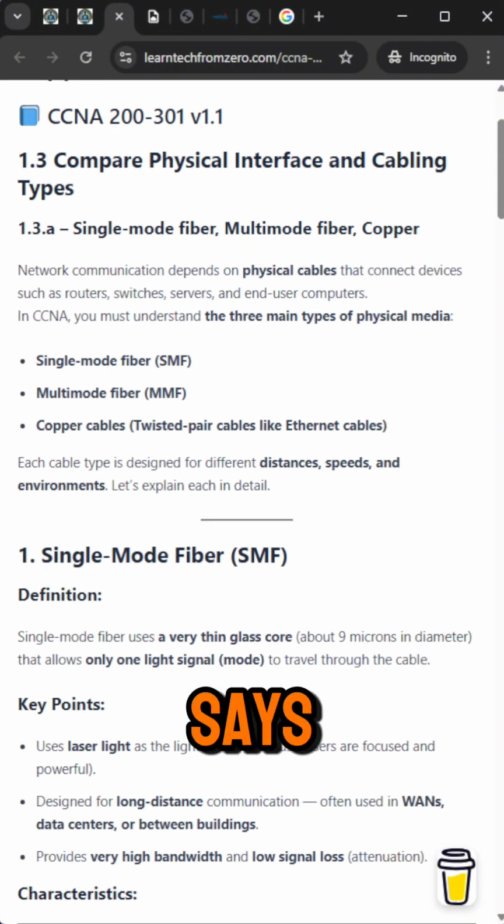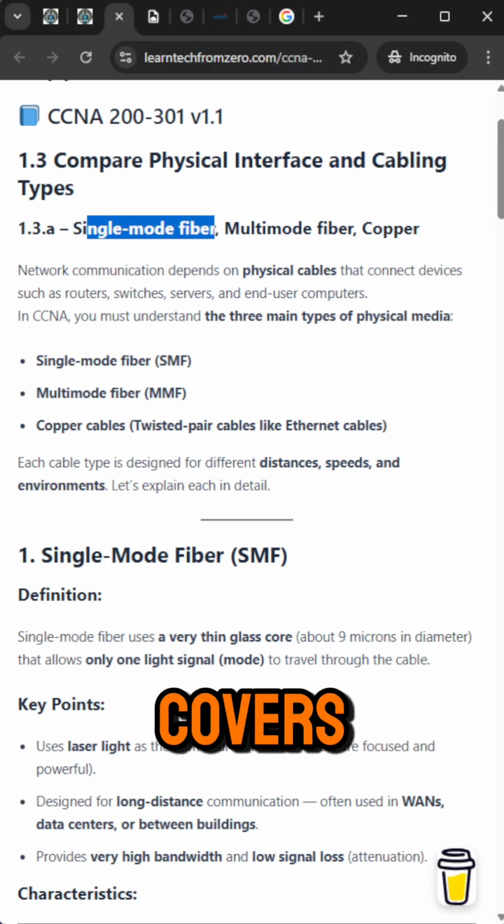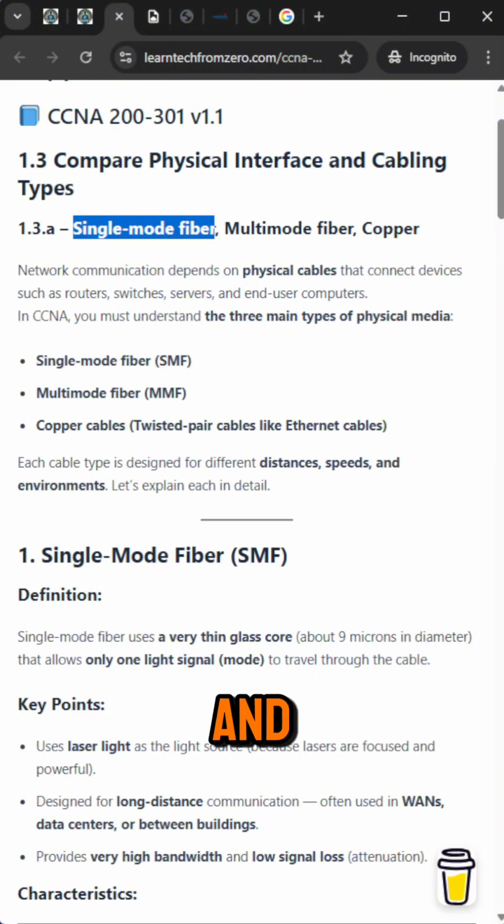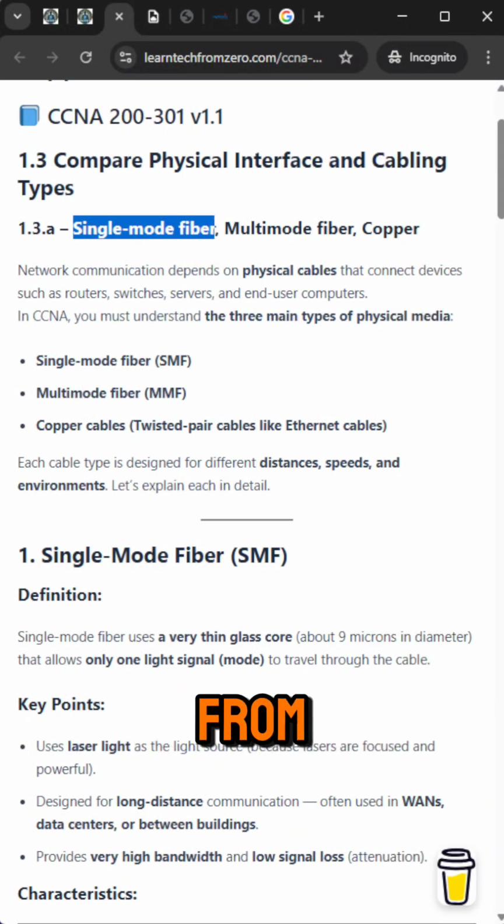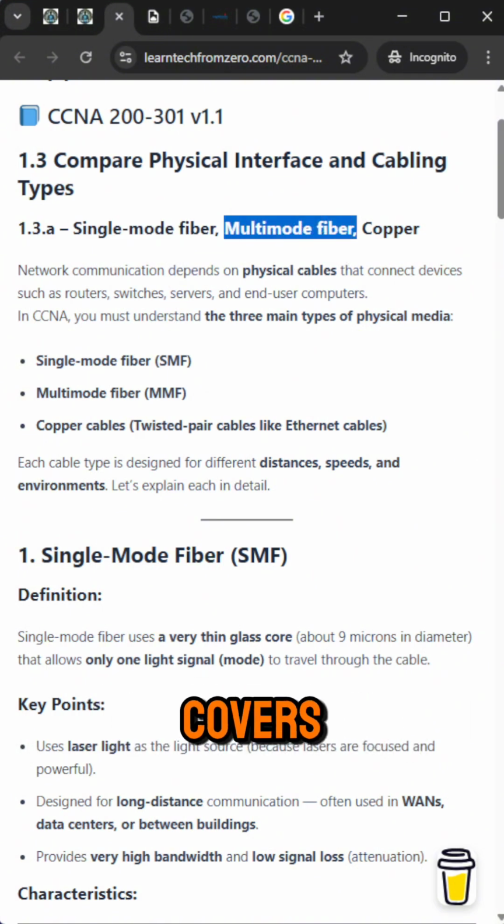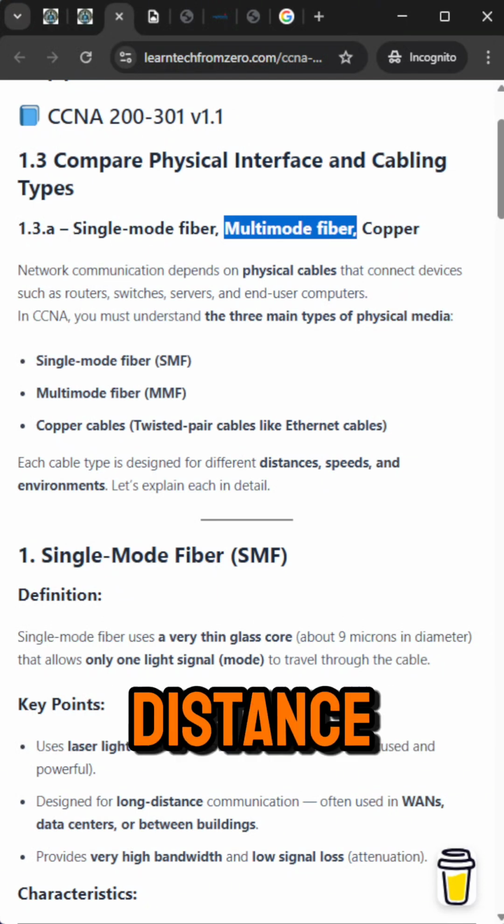The first one is single mode fiber. This one covers the longest distances and is used in WAN, wide area network, connecting between longer distances. When you get a fiber connection from, let's say, your internet service provider, you are basically getting a single mode fiber connection directly from the internet service provider. Multi-mode fiber connections cover a local area network, a small area, or connecting two buildings, and they don't have long distance coverage.